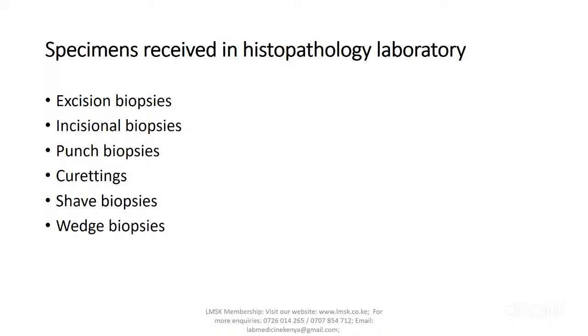You go in with a curette, an instrument that is spoon-like, that you use to either scrape or scoop samples from the cavity, that is the uterus. So most of the time you'll find that the curettings are from the uterus. Then you have the chef biopsies.